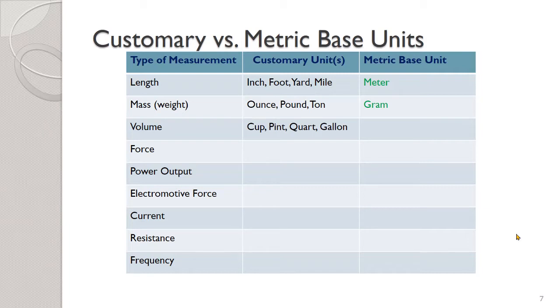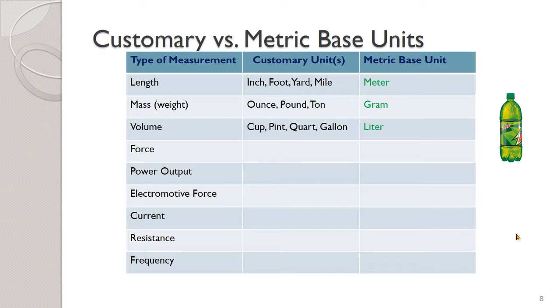Volume. When we talk about volume or liquid capacity in the imperial system or customary system, it's usually cups, pints, quarts, gallons, but there are lots of others. Teaspoons, tablespoons. But in the metric system, the base unit of volume is the liter. And a large bottle of soda is a liter. They make 1 liter bottles, so you have a point of reference there.